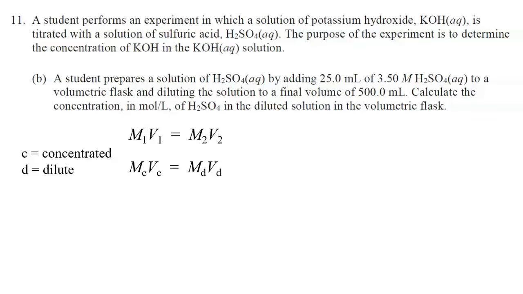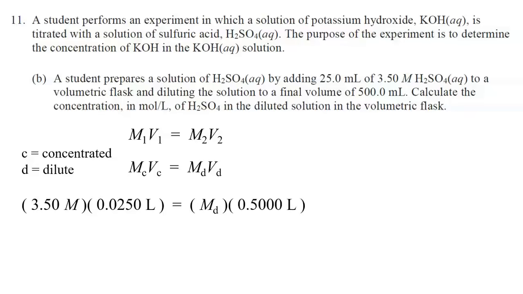So in this particular problem, in part B, the molarity of the concentrated solution was 3.50. The volume of the concentrated solution that was used was 25.0 milliliters, or 0.0250 liters. The molarity of the dilute solution, we don't know yet, we're trying to find that in this problem. And then the final volume of the dilute solution was 500.0 milliliters, or 0.5000 liters. If you look at this algebraic equation, we can just solve for the variable, which is the molarity of the dilute solution.